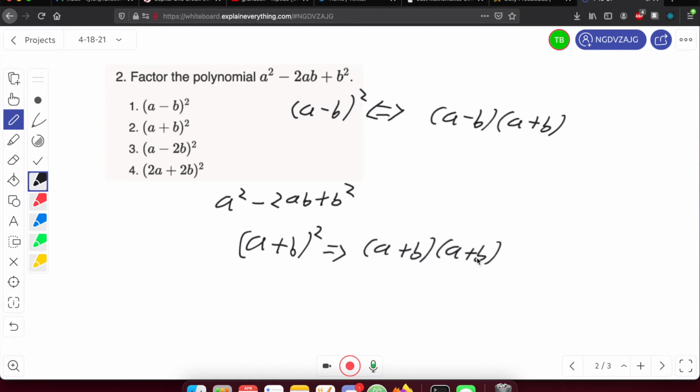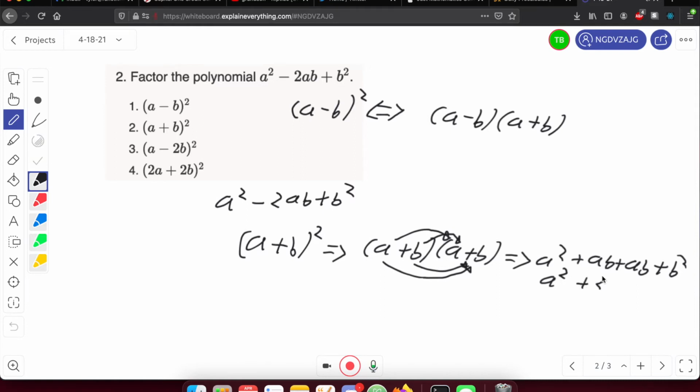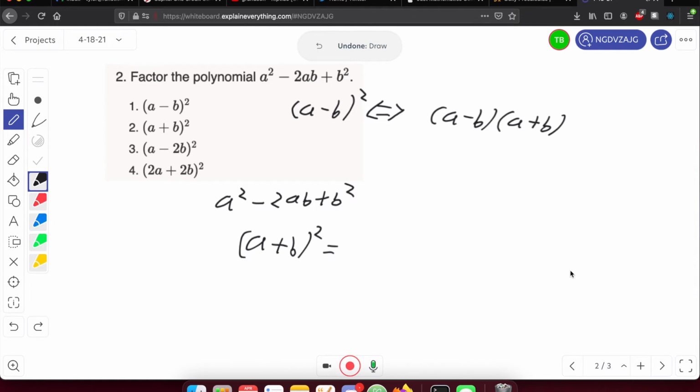Since we have positive terms here, when we multiply, we're going to FOIL, right? So a squared plus ab, plus ab, plus b squared. So this would give us a squared plus 2ab plus b squared, which is not what we're looking for. We're looking for a negative here, right? So we can get rid of all this. This is how you would work through these kinds of problems.